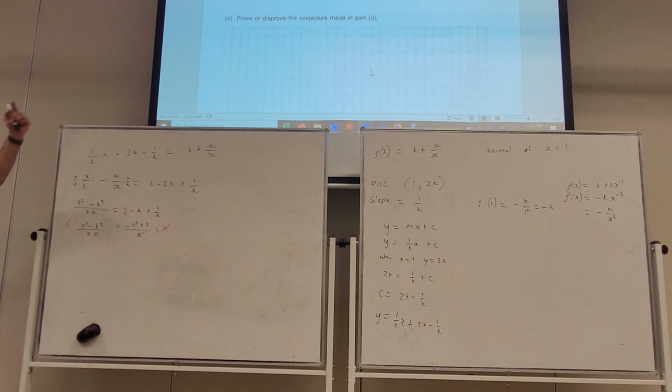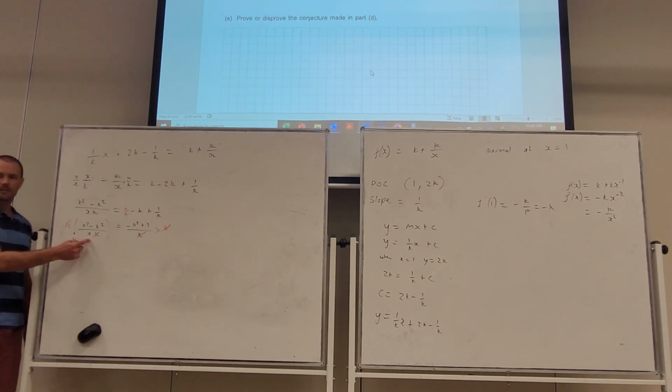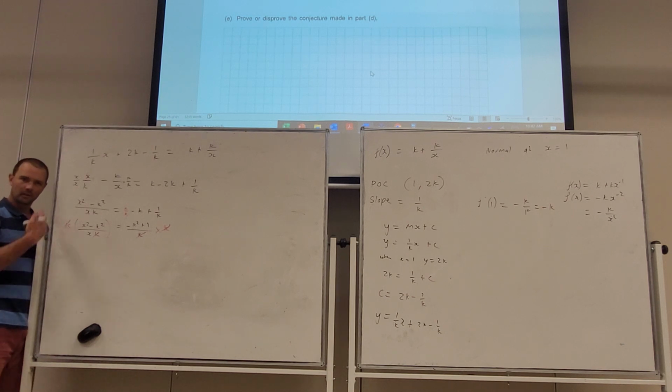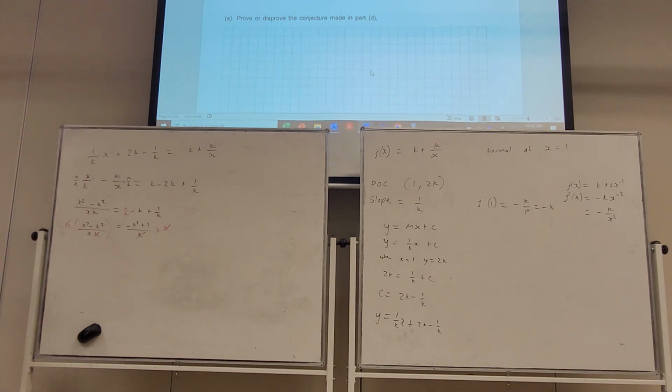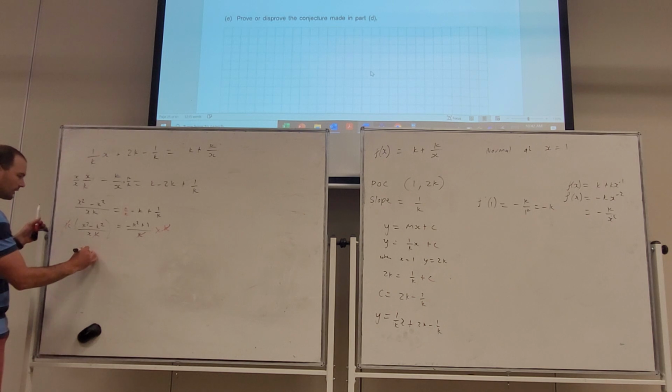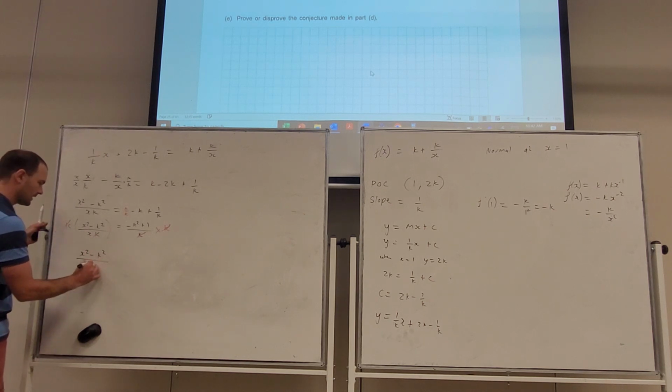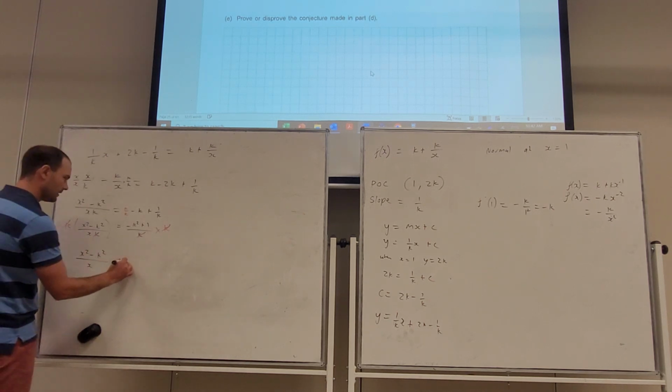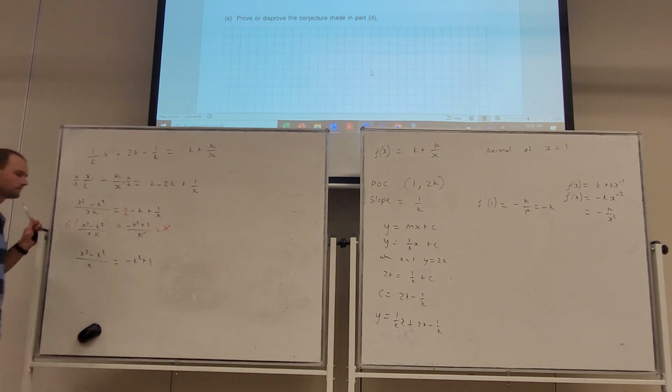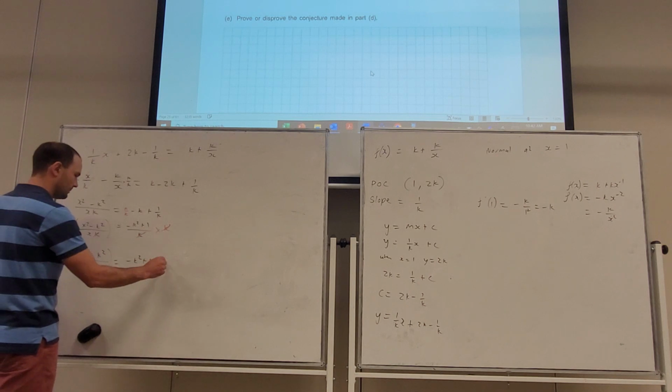We can do anything to an equation as long as we do it to both sides, right? Multiply both sides by k, that's a legit operation. But we've still got this x at the bottom, and we want to eliminate that x somehow. So I'm just going to keep rewriting what we've got. We've got x squared take k squared on top of x equals minus k squared plus 1. Now we're going to multiply both sides by x. It allows us to get rid of the denominator, right? So I'm multiplying here by x and here by x as well.